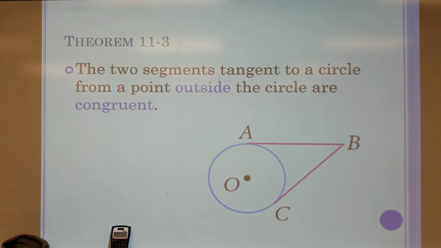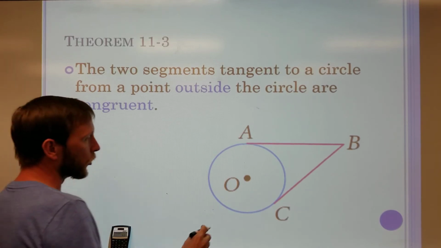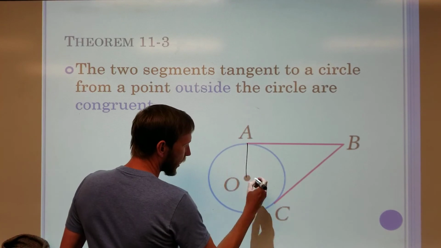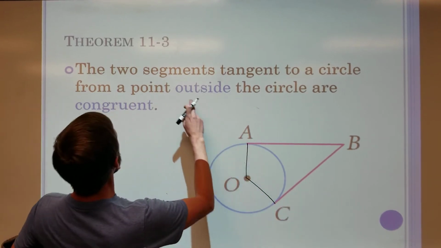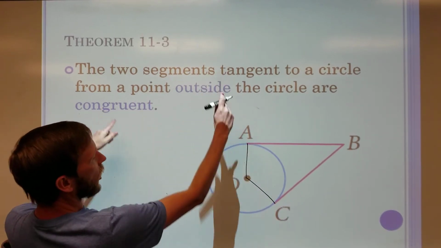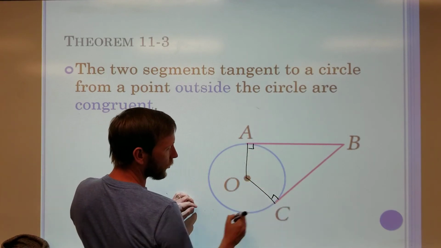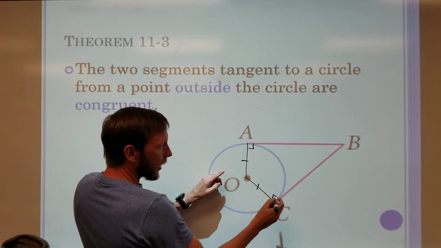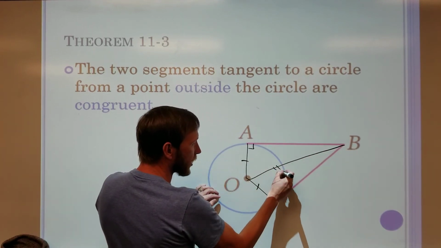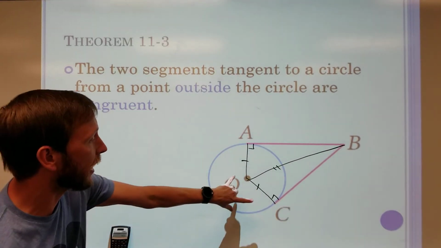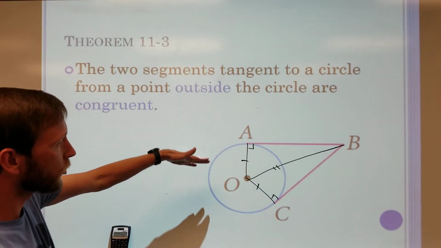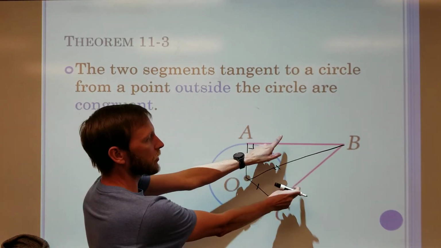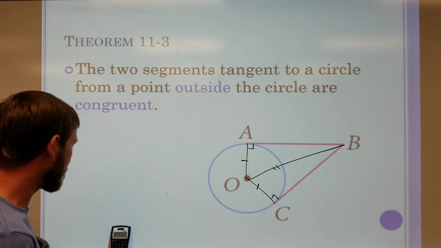All right, and this is actually not too difficult of a proof. If we know that they are tangent, then we know that these are right angles. We don't know their lengths yet, but we do know that the radii are congruent. We do know that this segment is congruent to itself, and so we have hypotenuse leg congruence. So these two triangles are congruent, therefore by CPCTC, BA and BC are congruent.